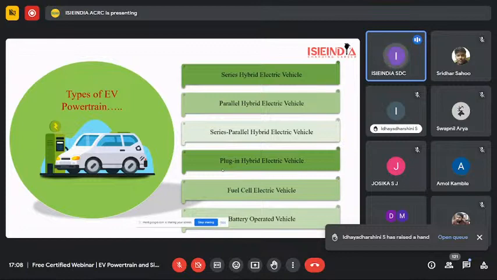So all these electric vehicles, like the series parallel and the plug-in hybrid electric vehicles, are hybrids. They use both the IC engine as well as the electric motor for traction. While the fuel cell electric vehicles use only a motor. And talking about the battery operated vehicles, in the earlier slide we have seen the architecture of the battery operated vehicles.